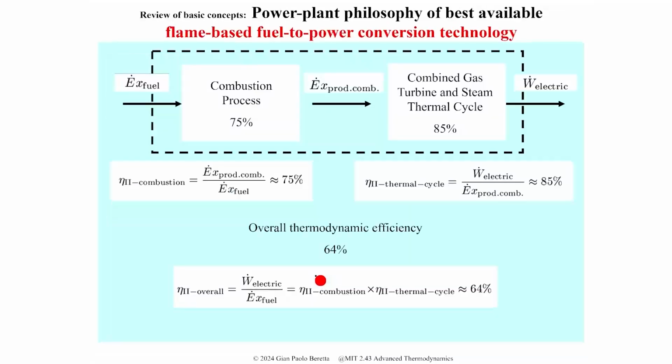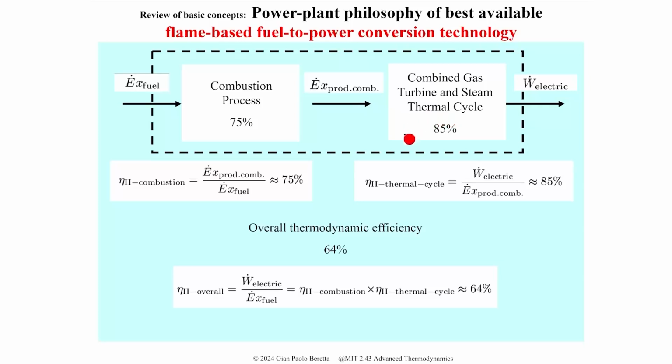Then we also argued that the current way in which we use fuels, namely burning them in a flame and then using the hot products of combustion to heat up a working fluid of some thermal cycle, if we want to improve the efficiency of these and go beyond the current, say, 64%, which is obtained as the product of an about 75% efficiency of the flame and an 85% efficiency of the thermal cycle, you need to improve on these two efficiencies.